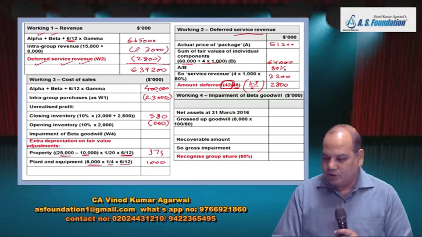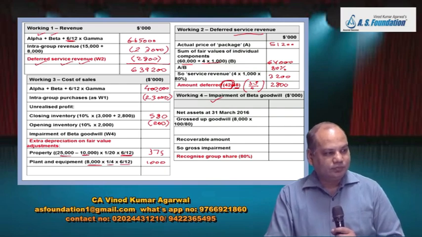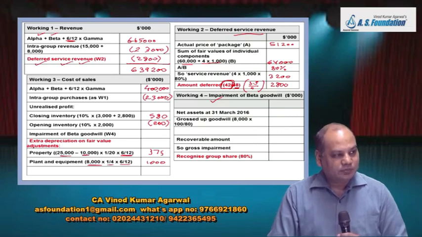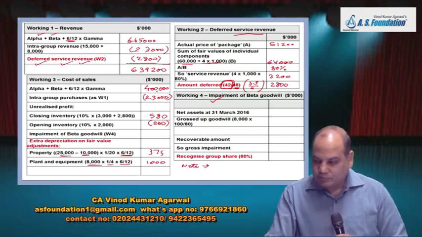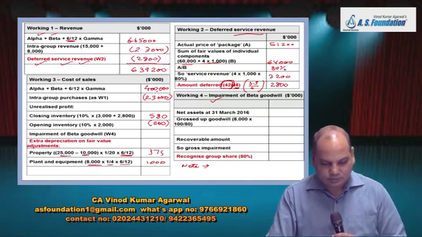Now we have to calculate the impairment of beta goodwill. Similar to previous problem. That note was dictated to you in the earlier problem. Is it right? So as a homework, you will copy that same note again today, which was dictated in the previous problem. Now come to impairment of beta goodwill. What is the net asset of beta on 31st March 2016?